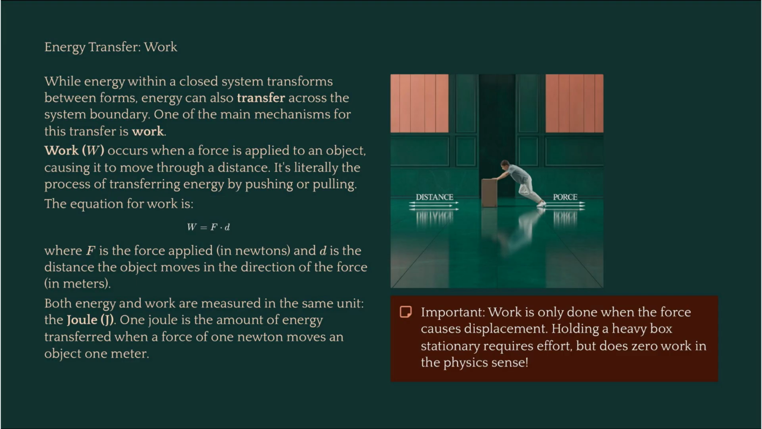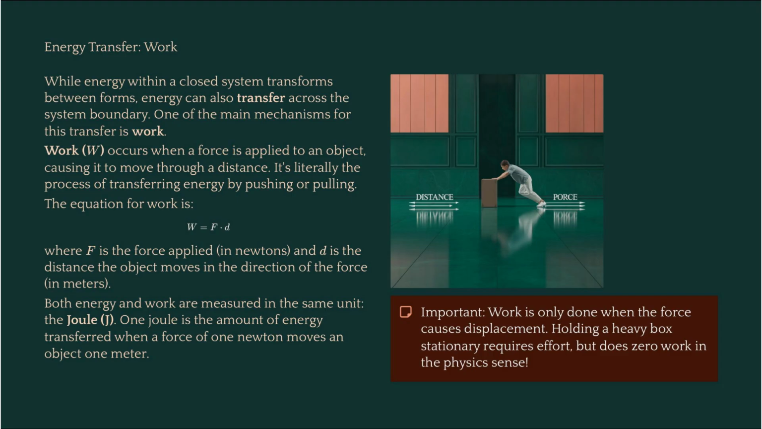How does energy cross a boundary or change forms? One major mechanism is work. When you push a heavy box a certain distance, you are doing work on that box, and in the process, you are transferring chemical energy stored in your muscles into the kinetic energy of the box.